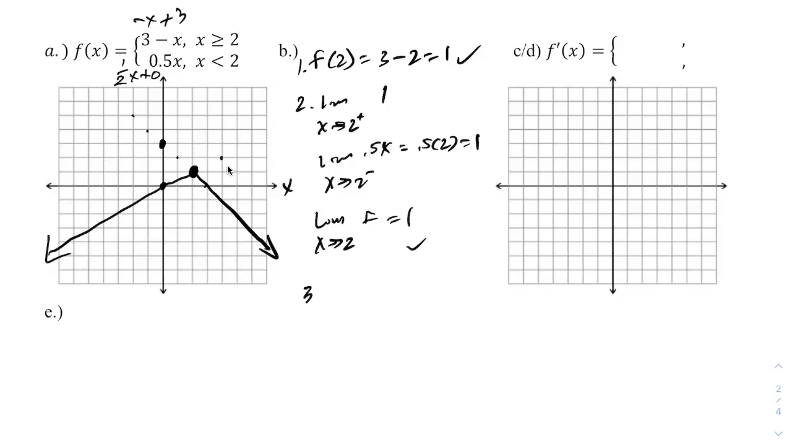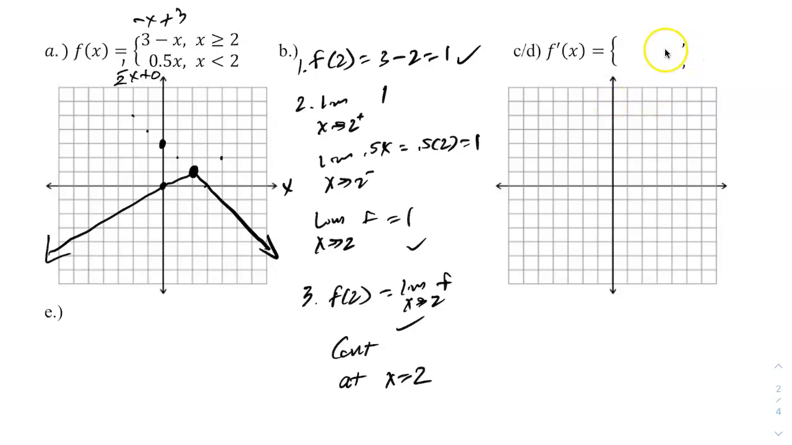And then step 3, f of 2 does equal the limit as x approaches 2. So it is continuous at x equals 2. That's all we're proving. We're proving it's continuous at that one spot only. That's all we're doing here.